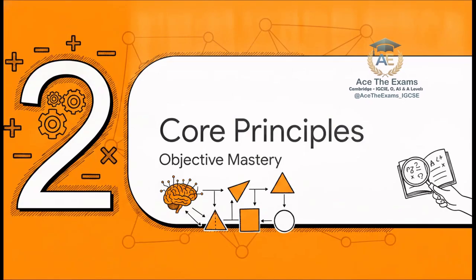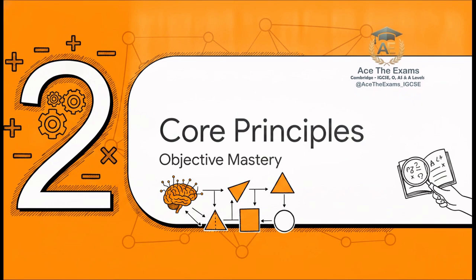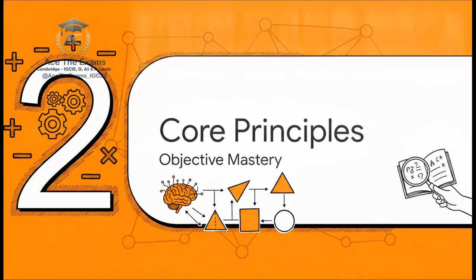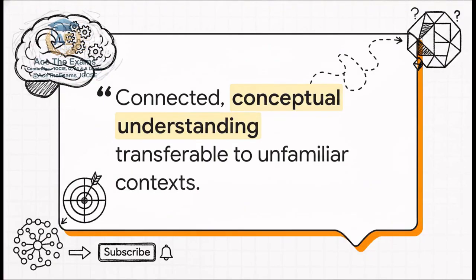Moving right along to Section 2, Core Principles and Objective Mastery. This is where we transition from understanding the problem to revealing the actual strategy top-tier candidates use. The absolutely crucial point here is this exact mandate straight from Cambridge. They aren't just looking for memorized formulas. They are looking for a connected, conceptual understanding that adapts to completely new, unfamiliar contexts.